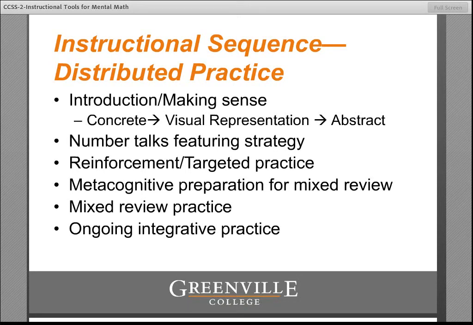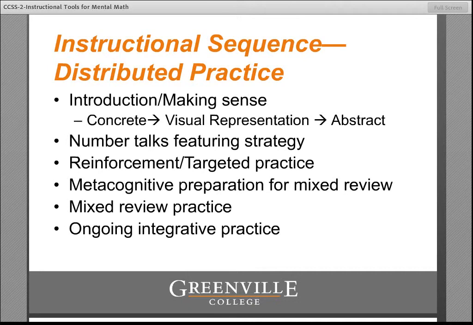That's the power of the number talk. It happens for short 5 to 10 minutes per day, but it happens essentially daily. So that is a very powerful model for growing strategic thinking. We also carefully manage how the target strategy is developed and then how it is merged into the existing repertoire of strategies that a learner has so that it can be accessible in a mixed setting.